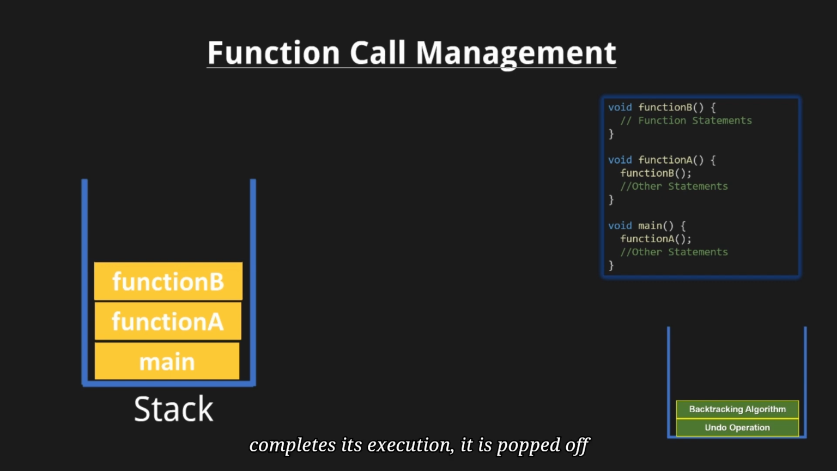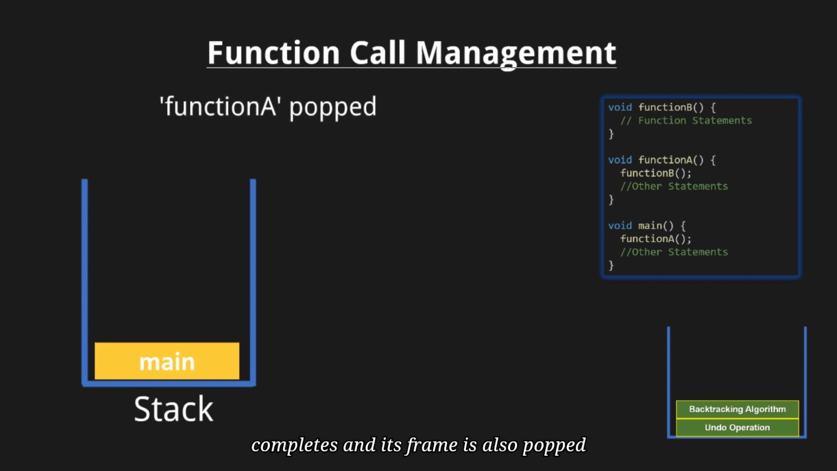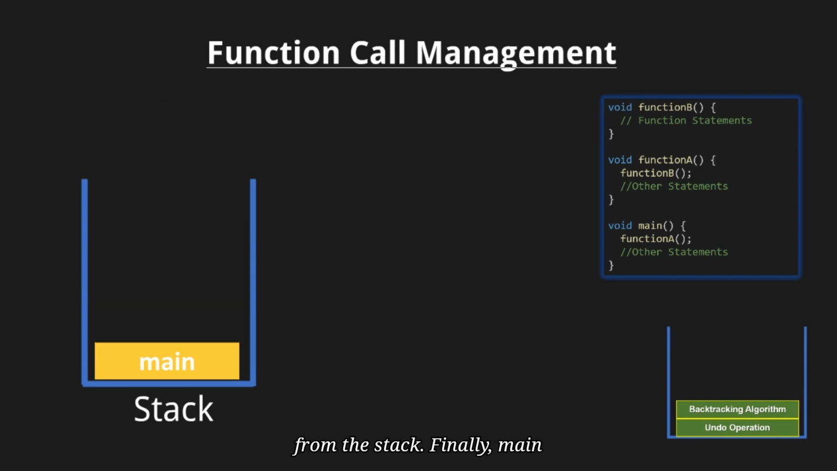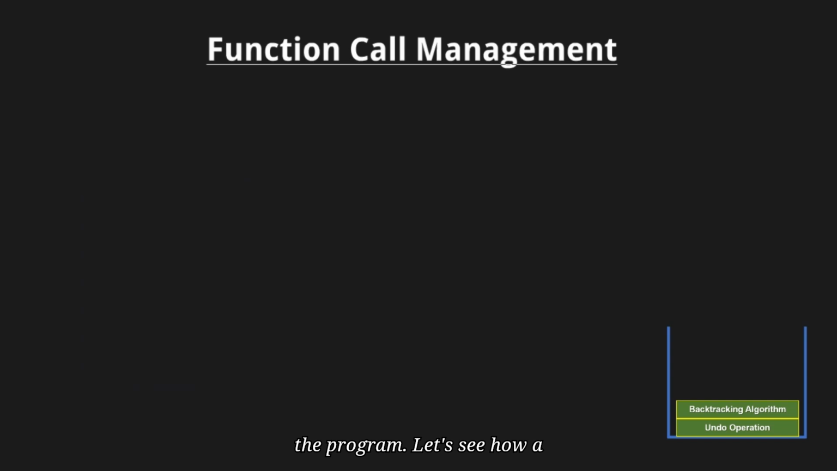Once function B completes its execution, it is popped off the stack. Function A then completes and its frame is also popped from the stack. Finally, main completes its execution and is popped from the stack, clearing it and ending the program.